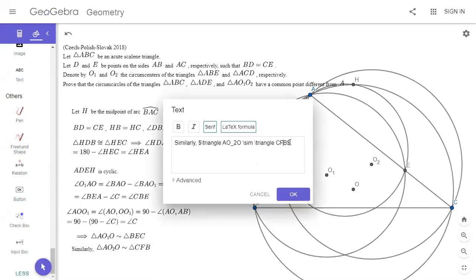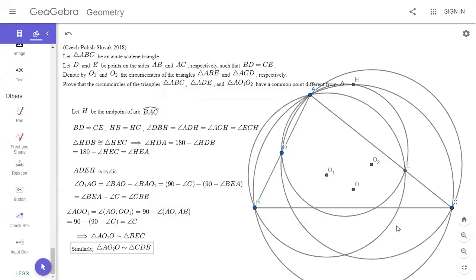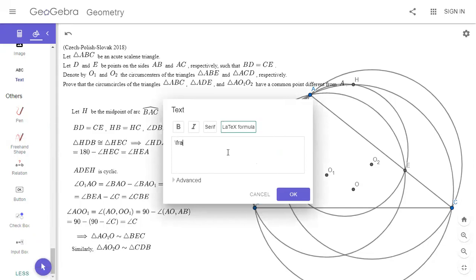CDB. And then we can use that. Now what I did was AO by OO1 equals BC by EC, equals BC by BD because EC is equal to BD, and that equals AO by OO2, which implies OO1 equals OO2.